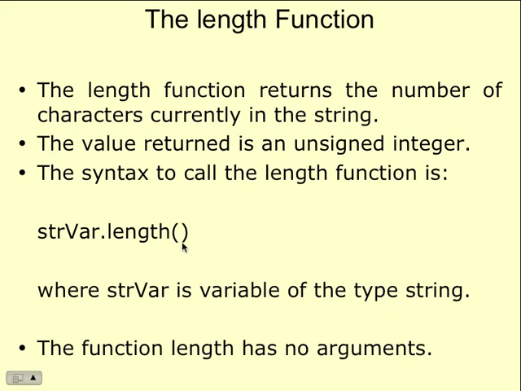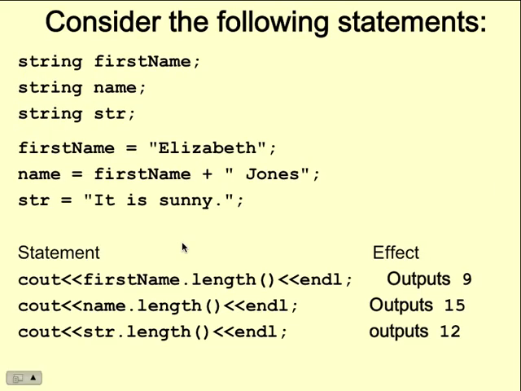So the function length has no arguments associated with it, we're just asking for the length in terms of the method call. So here we're using a variable like an object. We're running a method on an object. And the string variable is one of those things that ends up being an object and a variable at the same time. So consider the following statements here.